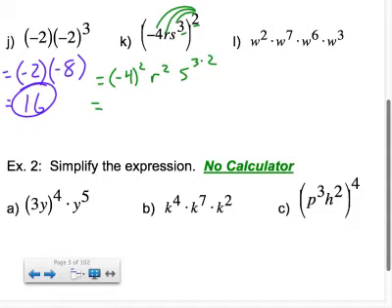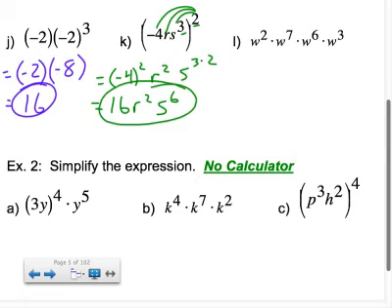Negative 4 squared, that's negative 4 times negative 4, which is 16. R to the second is done. And then s to the 3 times 2 is s to the 6th power. And that's your simplified version.